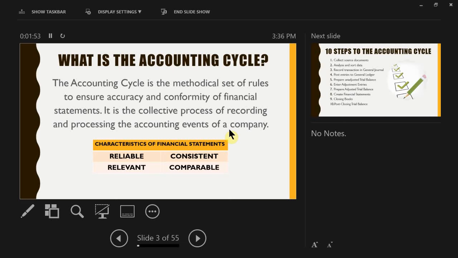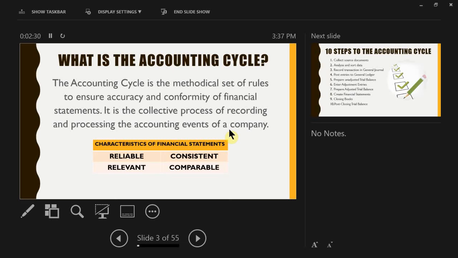Okay? And we also have to know that the characteristics of financial statements are the 2 R's and the 2 C's. It must be reliable, because we need some kind of proof that a transaction has happened. That's the reason why we have source documents, to prove that a transaction has occurred. When we reflect that in our financial statements, because we have the source documents to prove it, it makes our statements reliable. We can trust the information in our financial statements because we have proof to back it up.